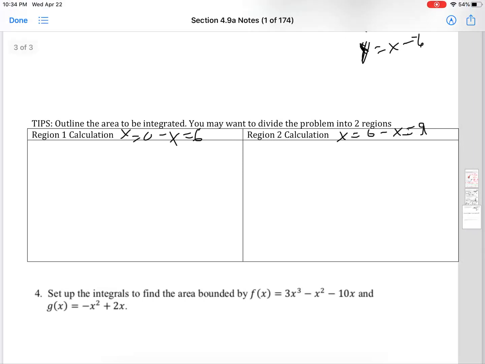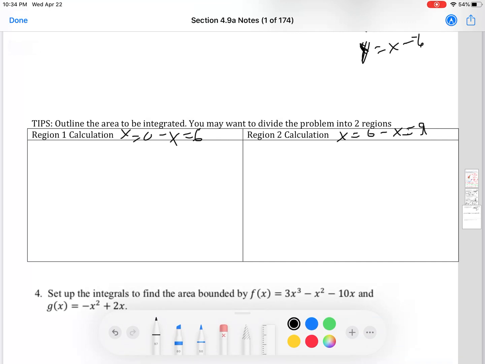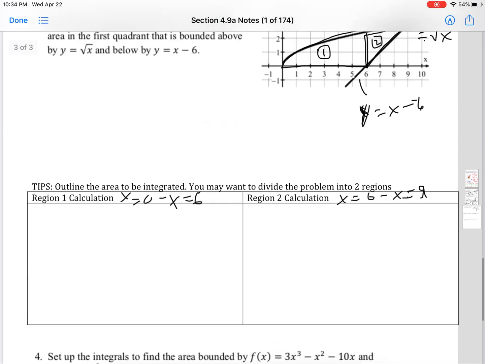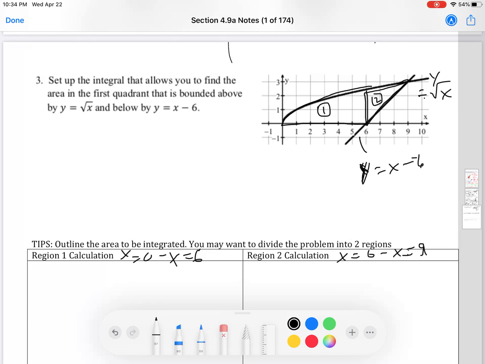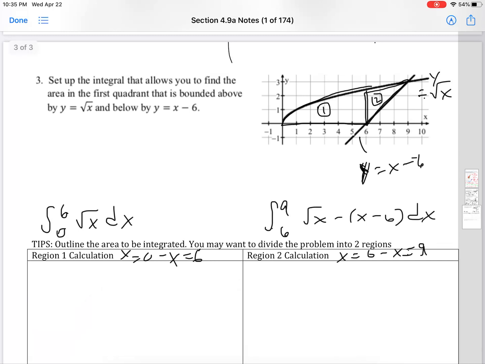So when you go from that first region for calculation, we're just going to write that as an integral. So we're going to do the integral from 0 to 6 of the square root of x. Now, the equation for the x-axis is y equals 0. If you wanted to call it square root of x minus 0, that's okay, but that's kind of beyond the point. And then region 2 calculation, this would just get you from 6 to 9. And you would have the square root of x minus x minus 6. So those are our 2 integrals.